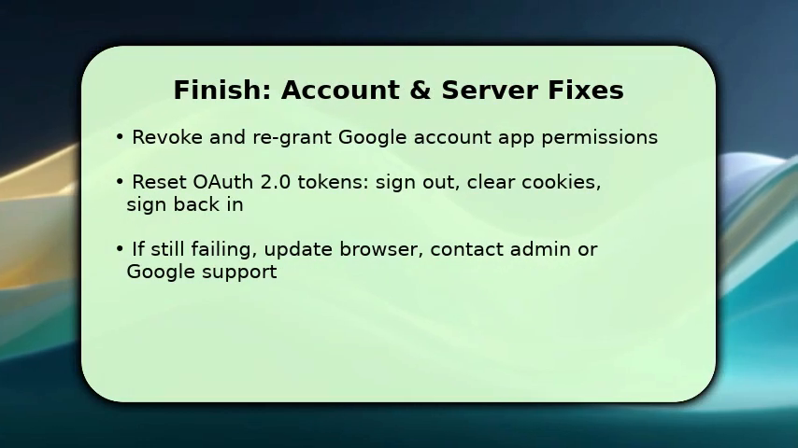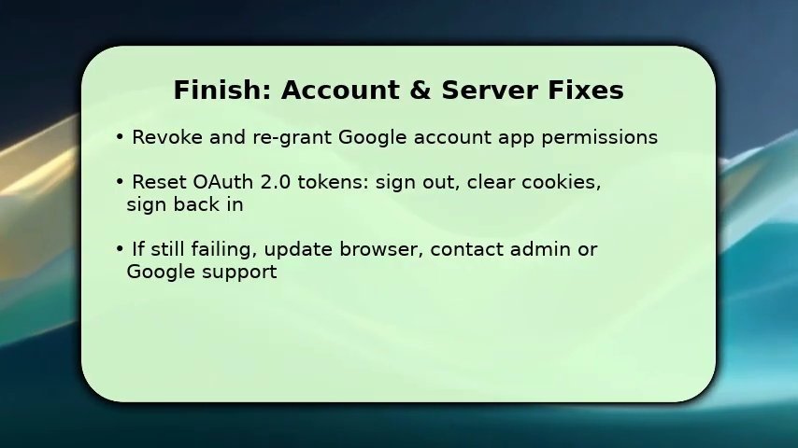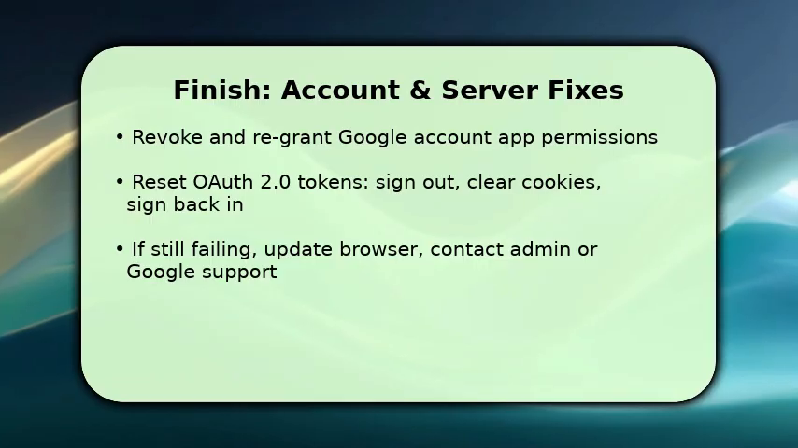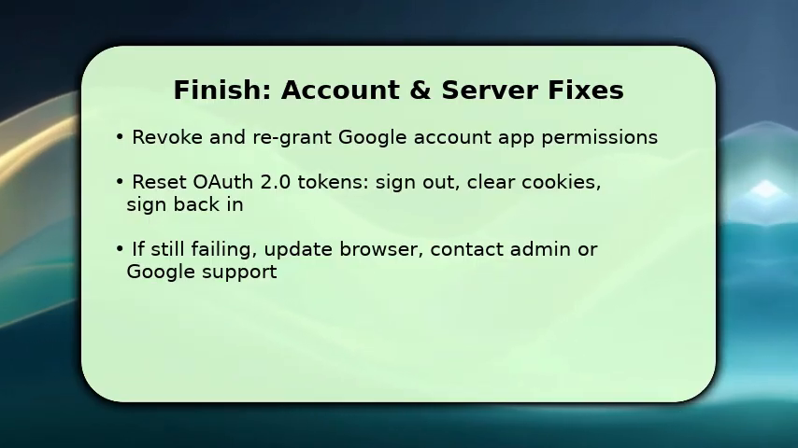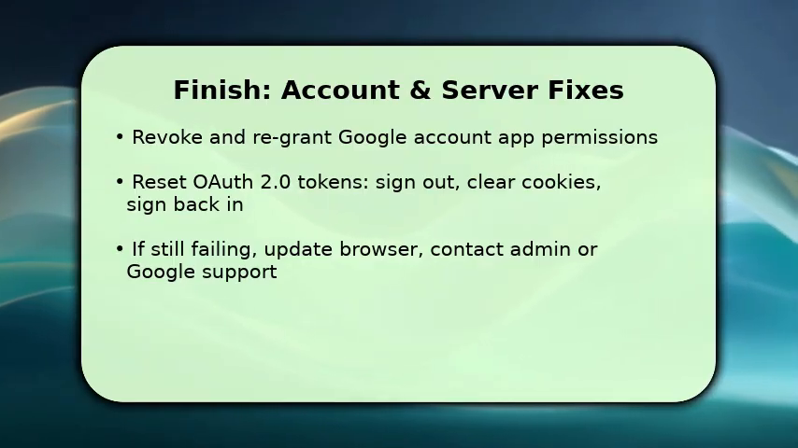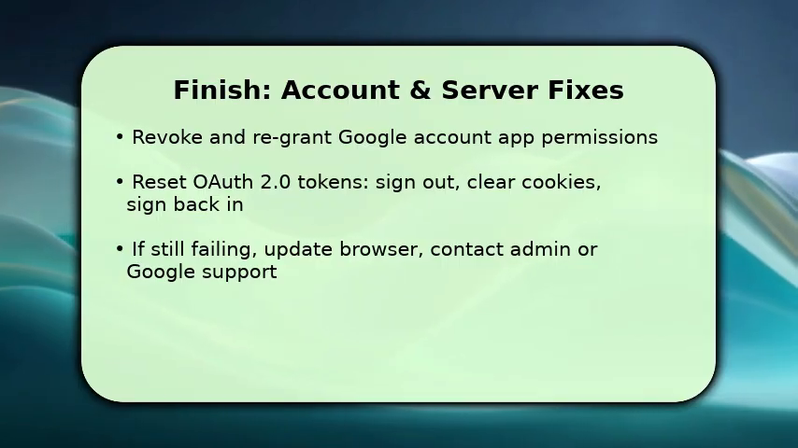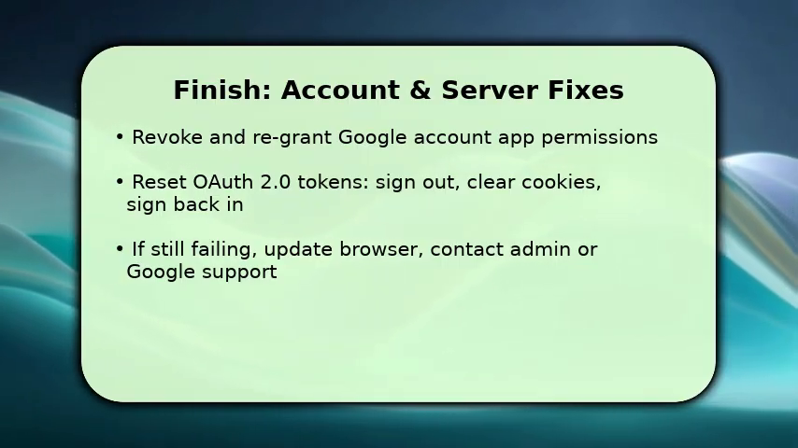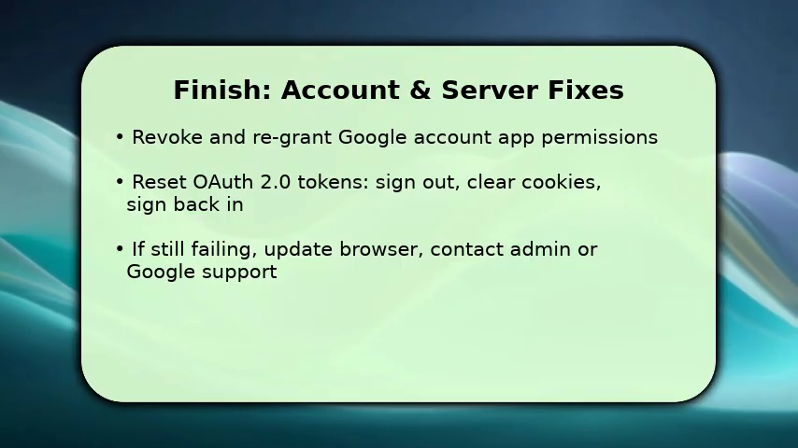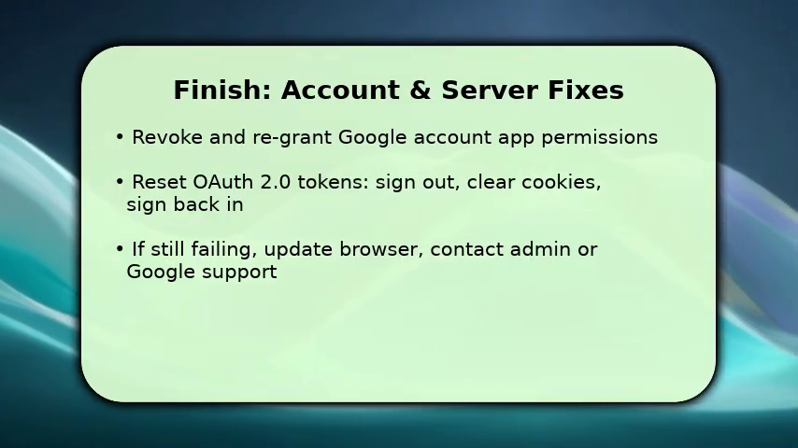To finish, target account-level tokens and permissions. Go to your Google account security settings, revoke suspicious app access and any stale sessions, then sign out everywhere. Once done, clear cookies again and sign back in to force fresh OAuth tokens. Make sure your browser is up to date and try accessing Gmail from mobile data or another network. If the 400 error persists, contact your G Suite admin or Google support.